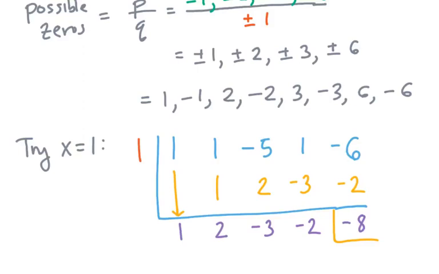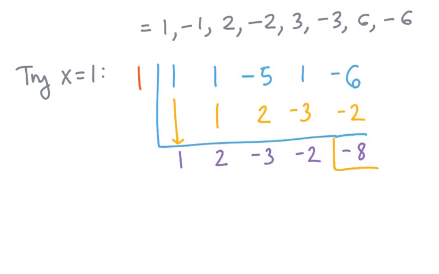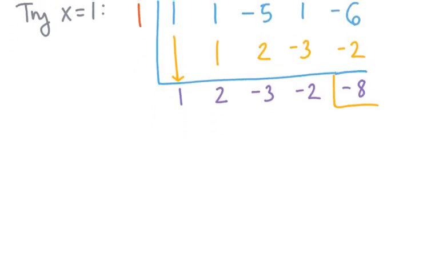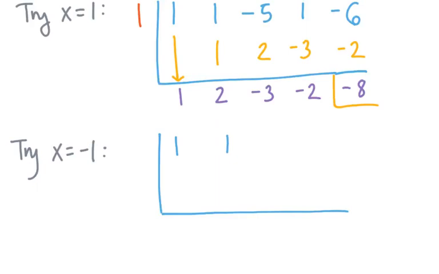1 didn't work. Maybe try -1. So I'll just keep trying until I hit a remainder of 0. Or if you just get kind of frustrated with the process, you can bounce around a little bit more. You don't have to go in order of that list, but sometimes being methodical helps. So same beginning, 1, 1, -5, 1, -6.